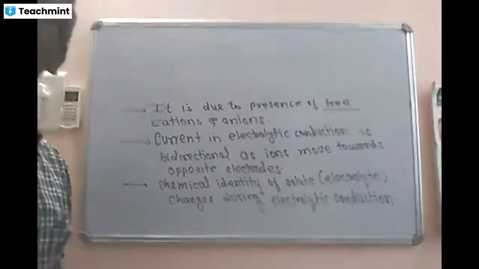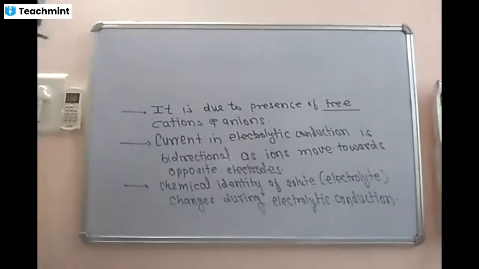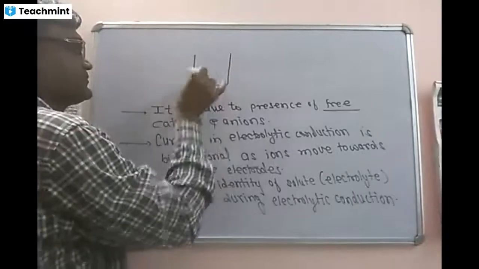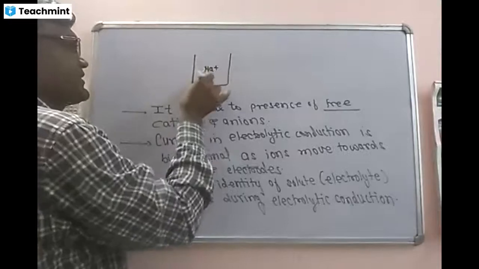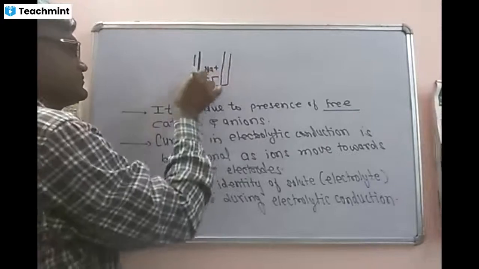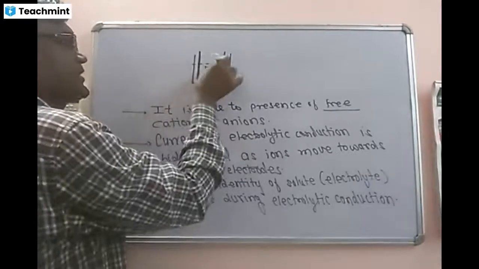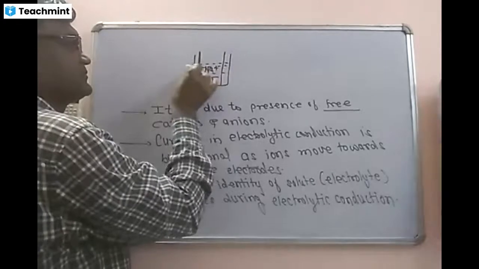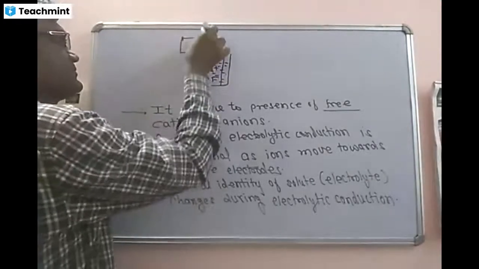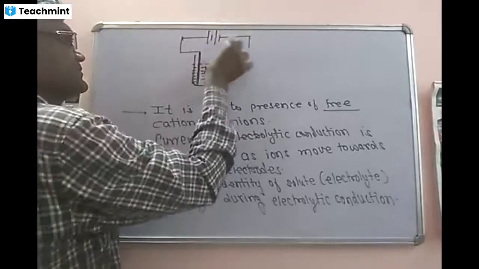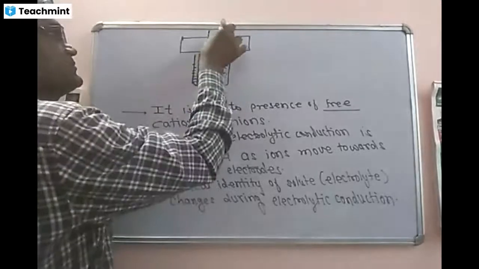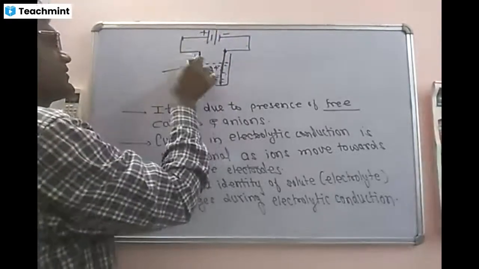Now, if you take a NaCl solution, then in NaCl solution, the cations and anions are there. Here that will be Na positive and Cl negative ion. And here it is a graphite electrode, suppose. A molten NaCl can be placed here. So when current is passed through this, then this electrode will be called as a cathode, and this is your anode.